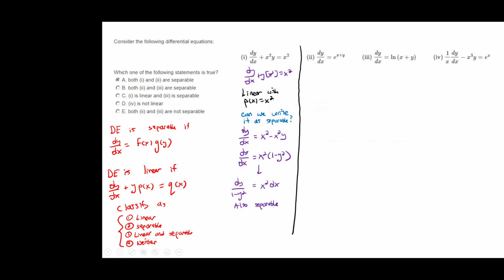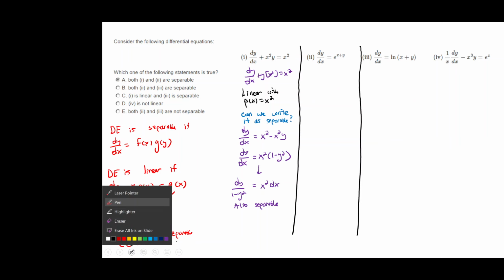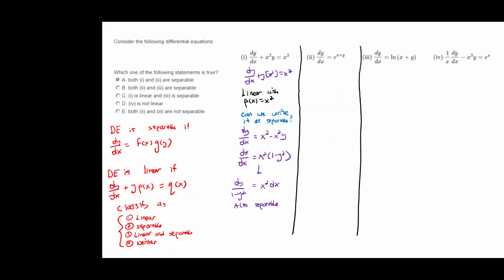Let's try the next one. You may stare at it a little bit and think, oh, it doesn't look like either. It doesn't look like I can separate. It doesn't look like it's linear. Let's try. So can I write dy by dx plus p of x times y is equal to q of x? No. No matter how you rearrange the right-hand side, the e to the x plus y, it's not going to be linear in y. Something is being done to y that is not a linear operation in y, exponentiating it.